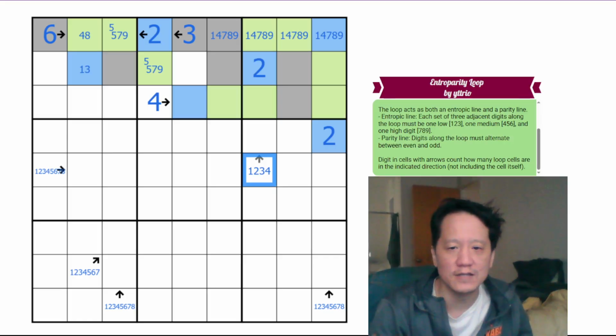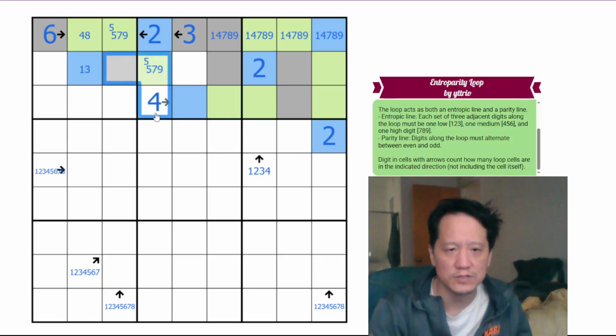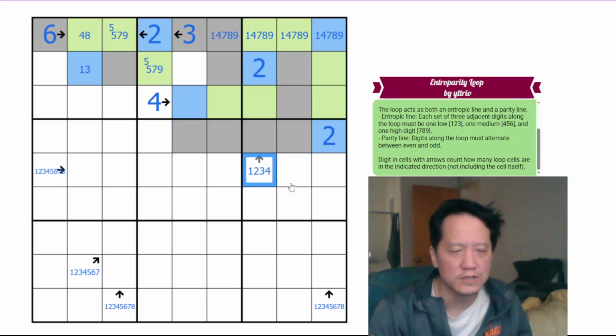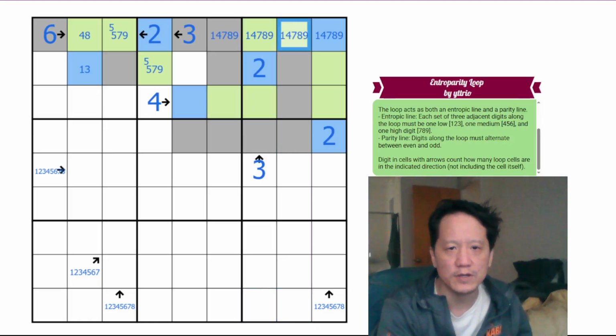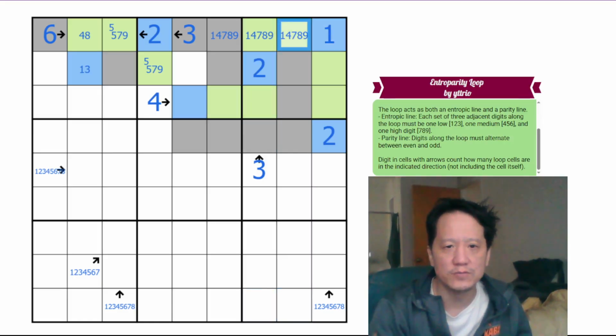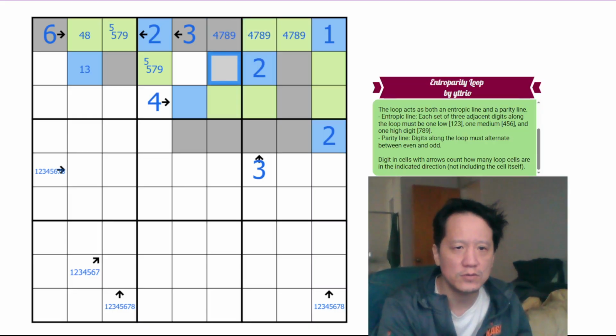This sees at least 3, because this cell cannot be on the loop, since it goes this way and then connects. So none of these cells can be on the loop because it would be considered touching itself. It must connect through one of these two to go here. This sees 3 cells. This must be 1 here, which eliminates 1 in the rest of the row.